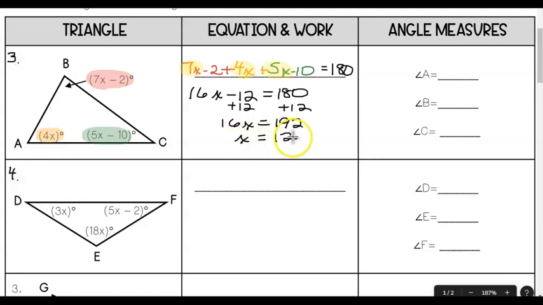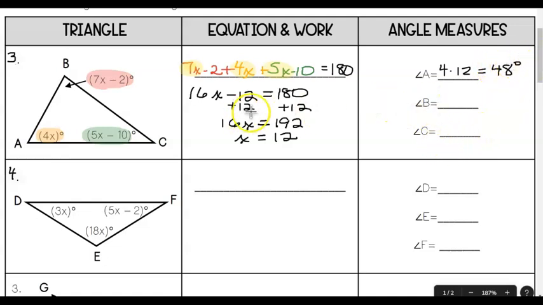That is not one of the angle measures. To get the angle measures, you have to go back over here and put a 12 in where the x is. So for angle A, x is 12 and it's 4x. So angle A is 4 times 12, or 48 degrees.